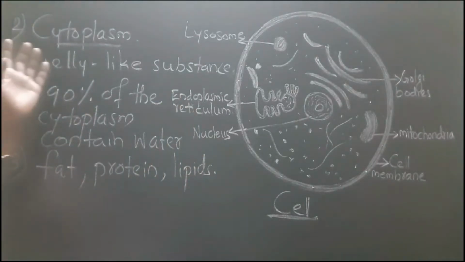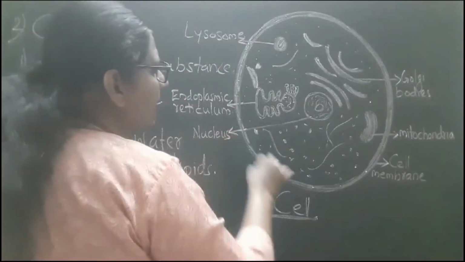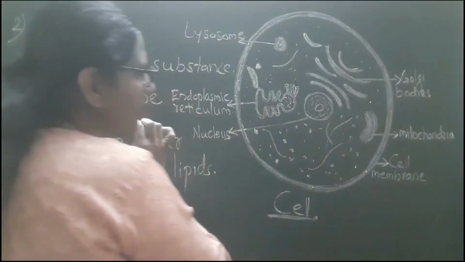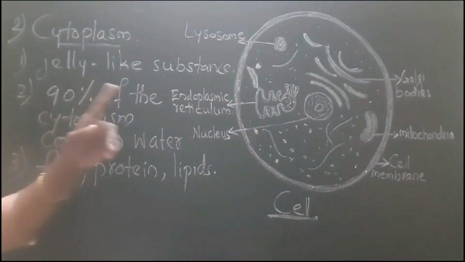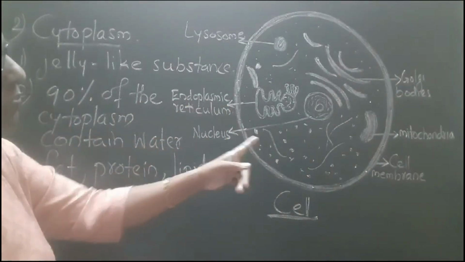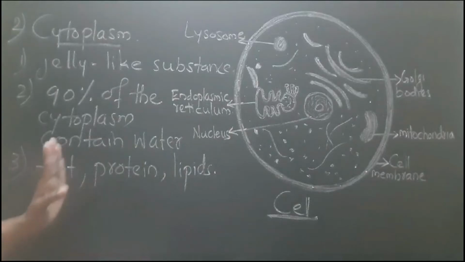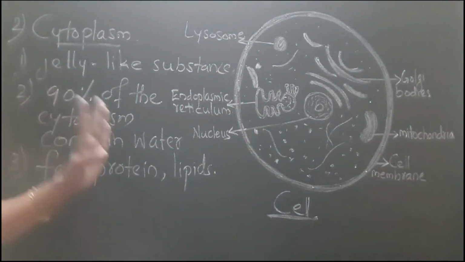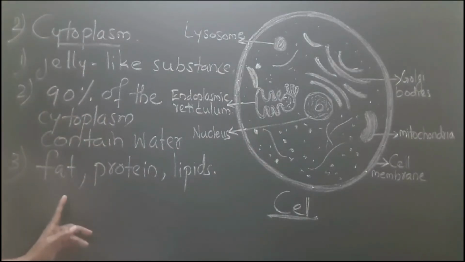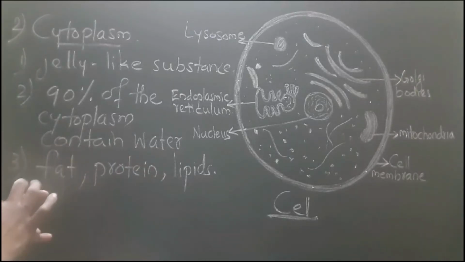So now you understood cytoplasm. Cytoplasm is between the cell membrane and nucleus. This cytoplasm contains mitochondria, Golgi bodies, lysosome and endoplasmic reticulum. Other than that, there is water. 90% of the cell cytoplasm is water. Then fat, protein, lipids, all this together make cytoplasm.